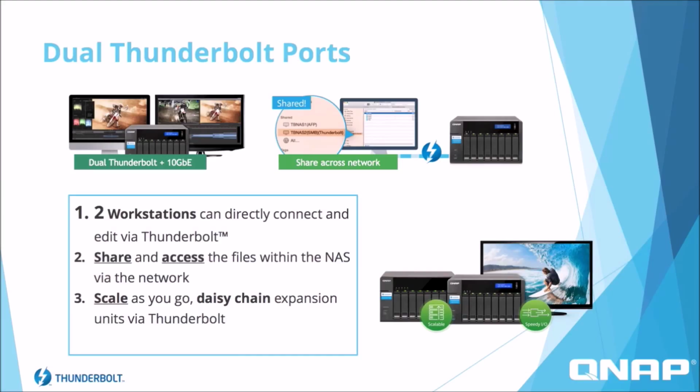Dual Thunderbolt ports. Why is this important? Why is there two? Let's talk about that. Let's take a look at number one. Two workstations can connect directly and edit via the Thunderbolt. So now you have two creatives working together onto one QNAP NAS, creating and saving and storing onto the QNAP.